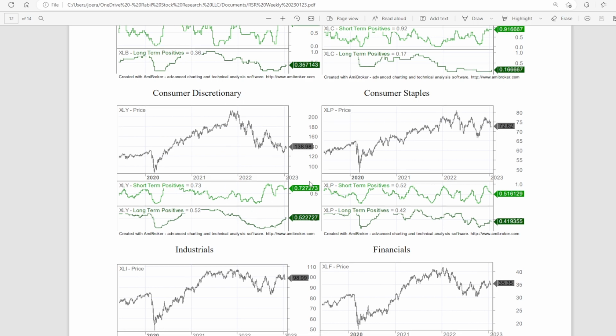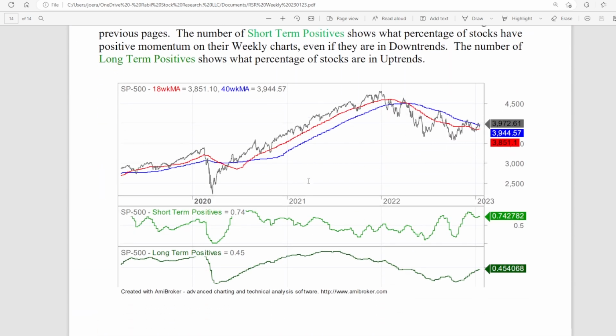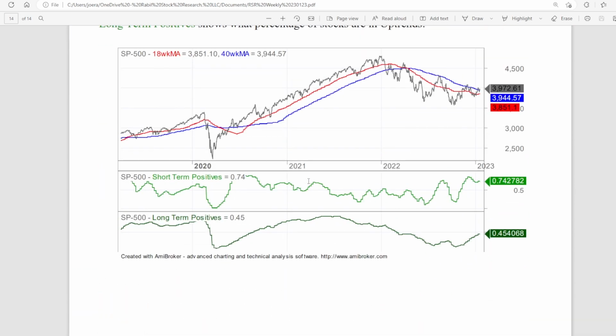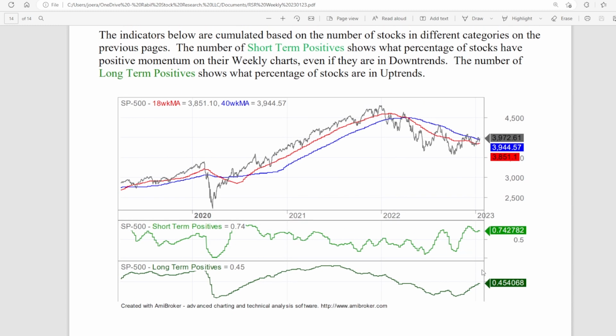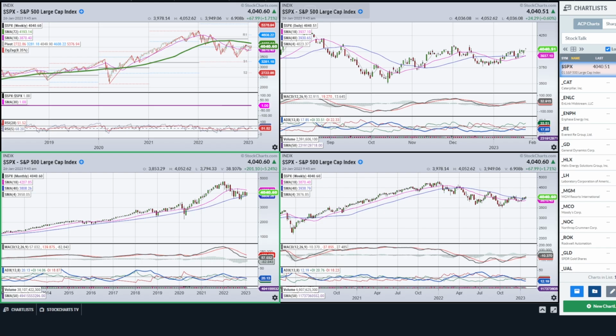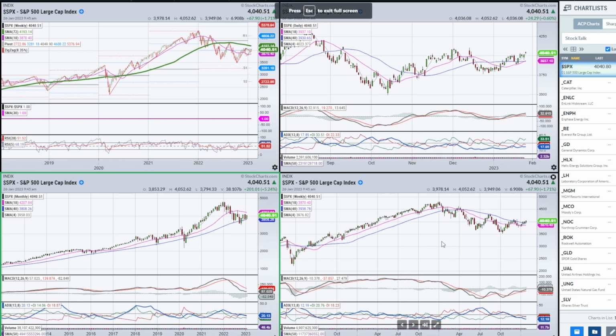So I just think these are good things to keep an eye on and recognize that while the market really hasn't been trading all that well, the number of stocks underneath has been improving. All right, let's just take a quick look at the S&P chart now. And again, we're rallying up towards this 18-month line.